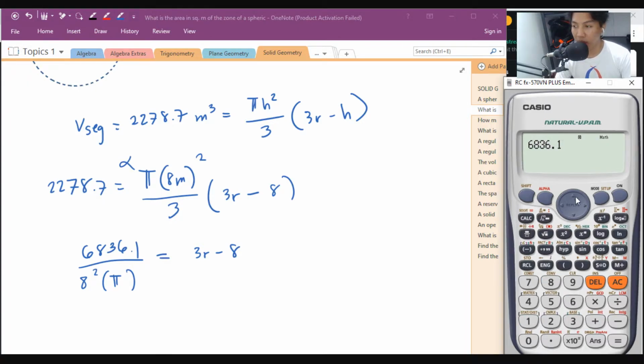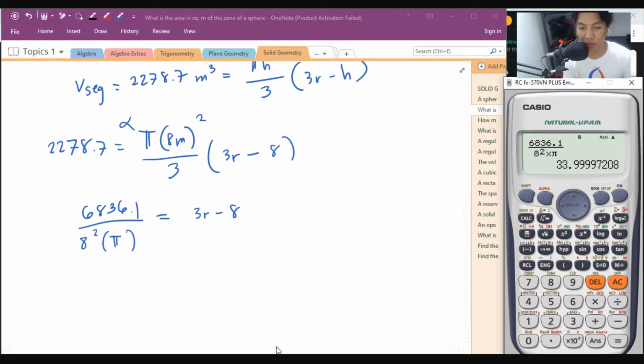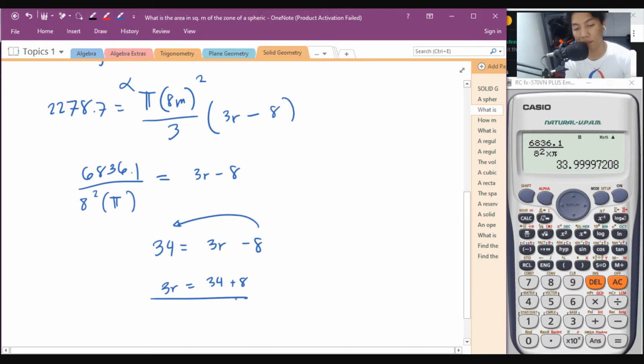6836.1 divided by 8 squared. 8 squared, I think that is 64 times pi. The answer is 33.99999. Gawin ko na lang tong 34 equal to 3r minus 8. Lipat ko si 8 dito. Okay? 3r equal to 34 plus 8. Divide natin both sides by 3.